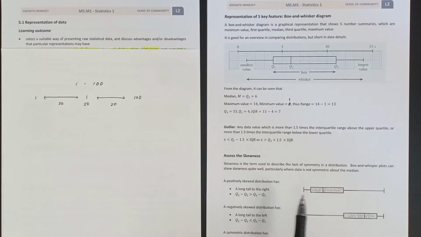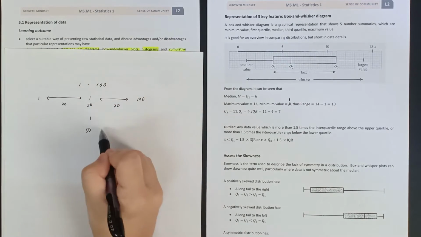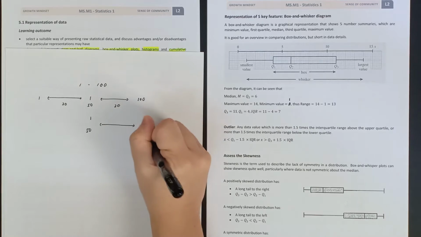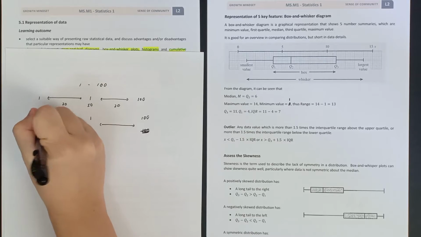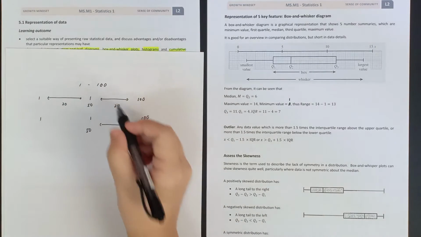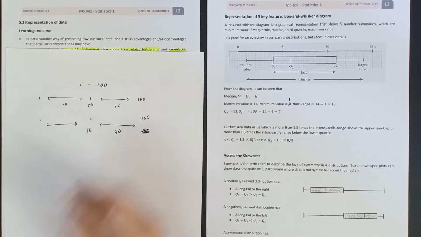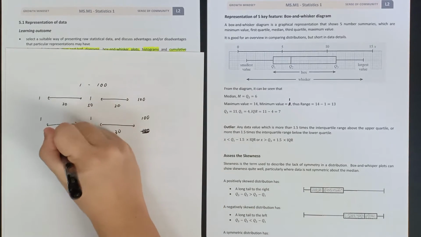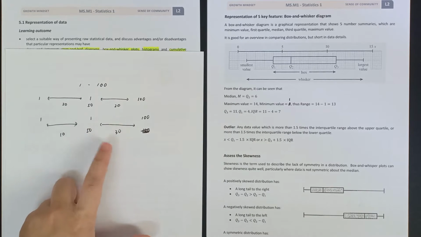Okay, so we look at the first one, a positive skew distribution. What does that mean? Positively skewed means that if you have a median here, so if this is 100, then this is 1. What happens here is that if I have 30 numbers above 50, and only 10 numbers smaller than 50, this is called positive skew.